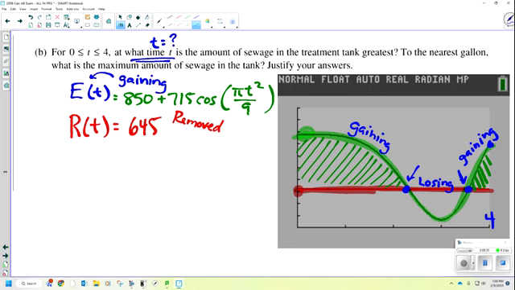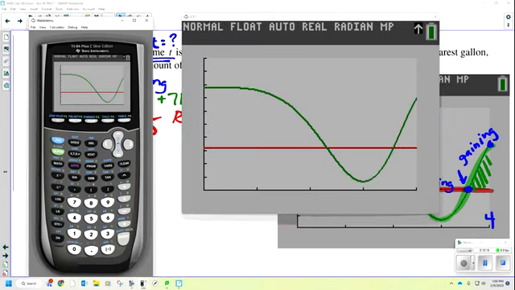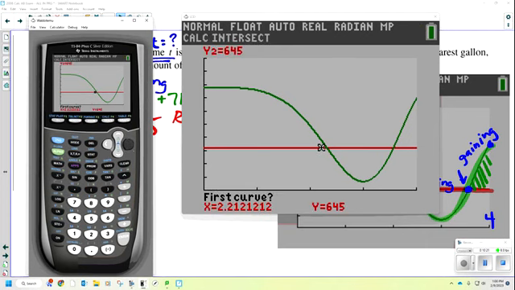If I want to know when I have the greatest amount of sewage, I need to know what value this is. Because in all of this area, I'm gaining more sewage than I'm losing. So I keep on gaining more and more until I hit this point. Let's find that intersection point. Let's find that time. Let's go back to our calculator. So I'm going to hit second trace, and pick intersect. And I'm going to move close to my little spider right there and hit enter 3 times. That's a value of, let's call that 2.309. It's right down here.